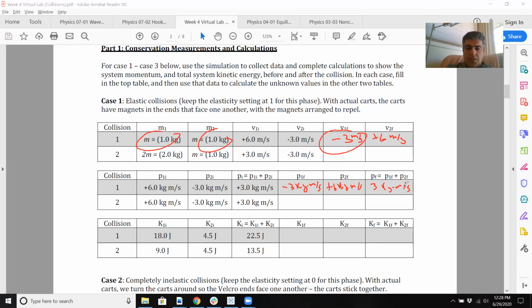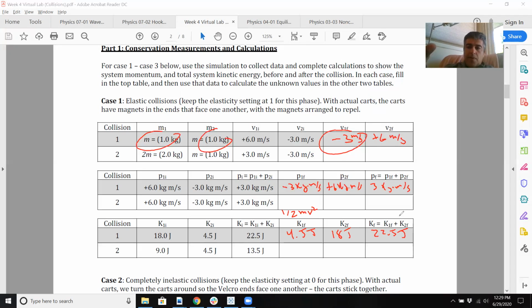If I calculate the energies, remember 1/2 mv squared. So you do 1/2 times the mass times the velocity squared. So if I square 9 and multiply by 1/2, I get 4.5 joules. If I do the second cart, the final, 1/2 mv squared, so 1/2 times 1 times 36, 18 joules. So it looks like that's conserved also. Get 22.5 joules. So I've done the first row for collision 1.